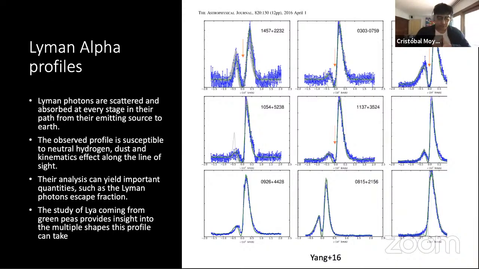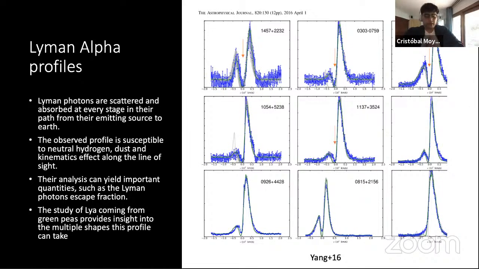Well, the results from Green Pea galaxies indicate that there is a correlation between the escape fraction of photons and the separation between the peaks. If you have a larger separation, you might think that you have more radiative transfer effects, thus photons have a harder time escaping the galaxy. If you have no separation at all, you might think that the photons are escaping without much travel, so you have a higher escape fraction.